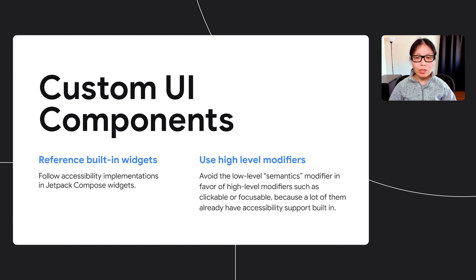If you want to build your own custom UI components, you need to manually supply the semantics information. I recommend you read the code of the equivalent built-in Compose widget and specify the same semantics. And when possible, avoid the low-level semantics modifier in favor of high-level modifiers such as clickable or focusable, because a lot of them already have accessibility support built in.